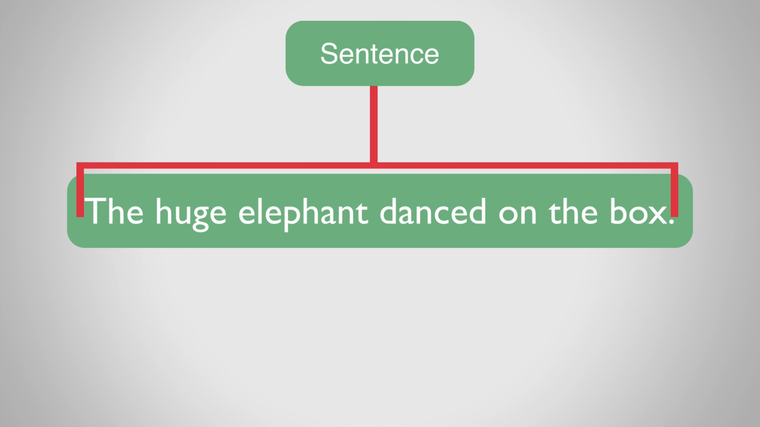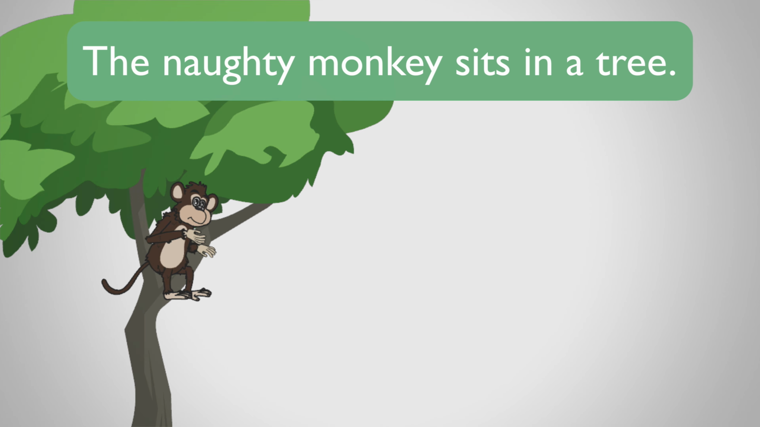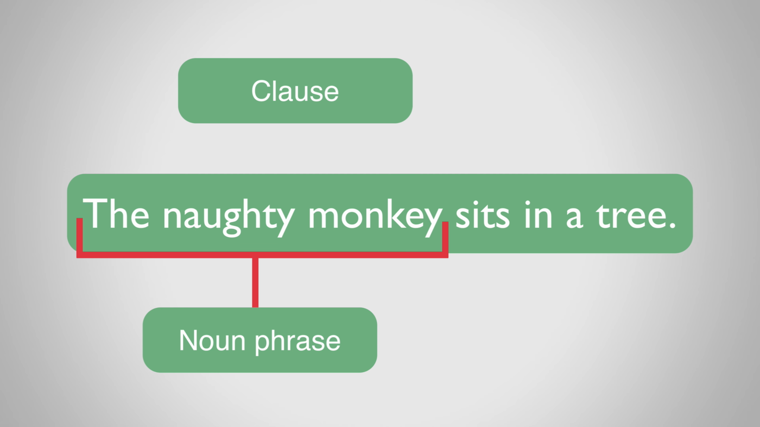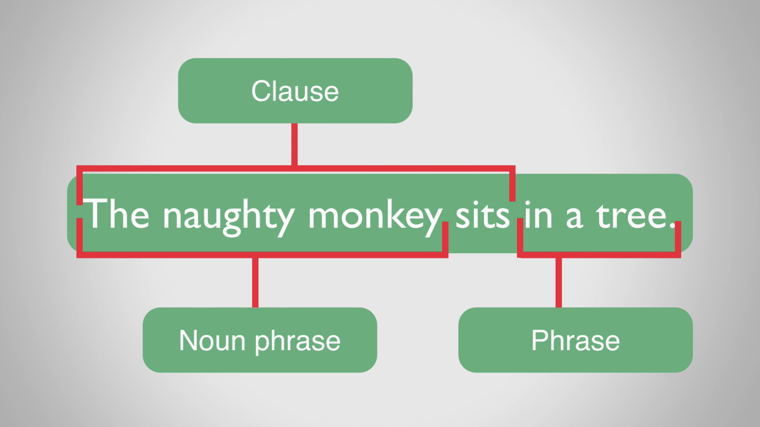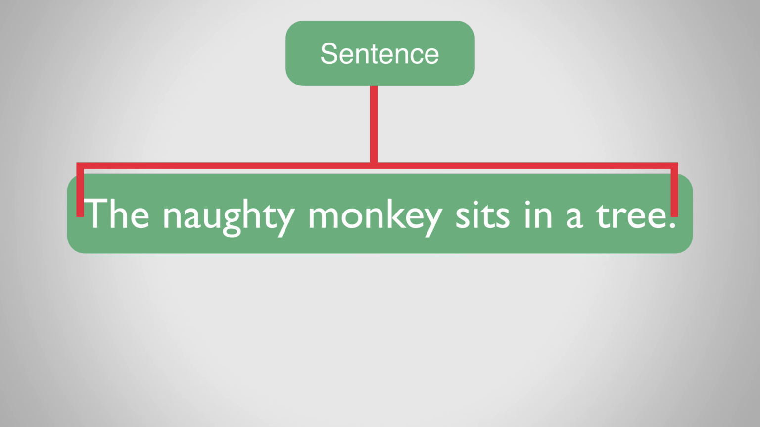Let's have a look at one final example. The naughty monkey sits in a tree. So, the noun phrase is the naughty monkey. The clause includes this noun phrase plus a verb, giving us the naughty monkey sits. There's also another phrase, and that's in a tree. When we combine all of this, we get the sentence, the naughty monkey sits in a tree.